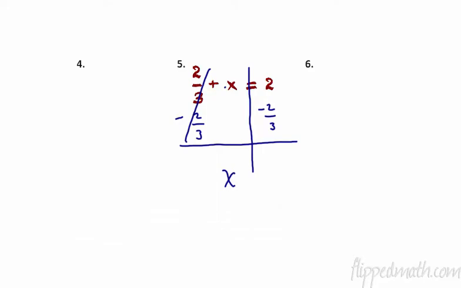So let's go back here to our notes. 2 minus 2/3 equals 4/3. So you might ask, well, Mr. Kelly, if I don't have my calculator, how am I supposed to do it?